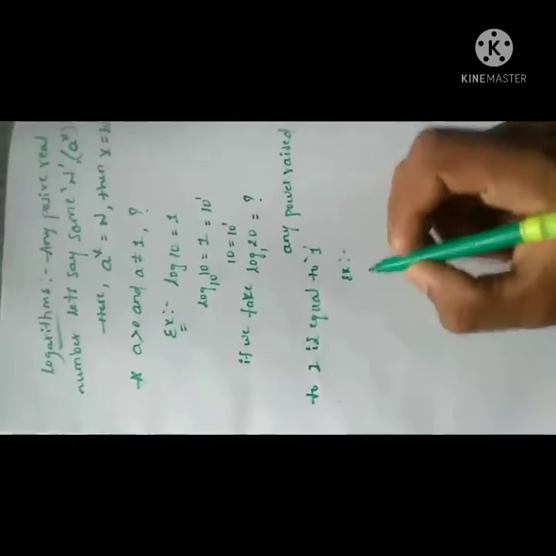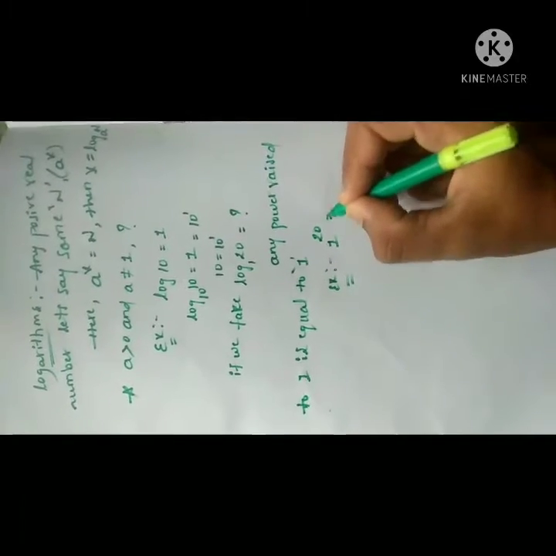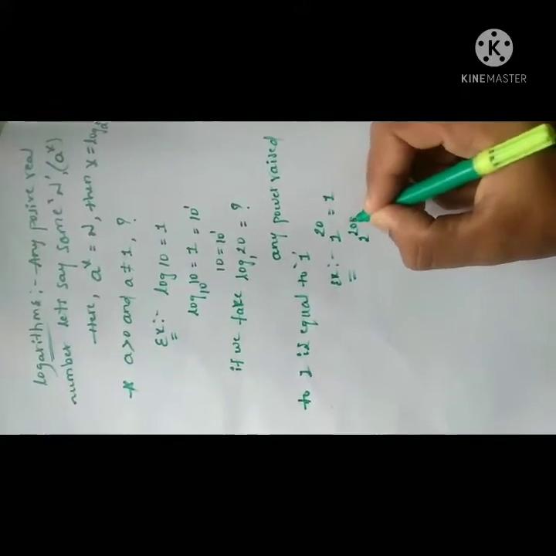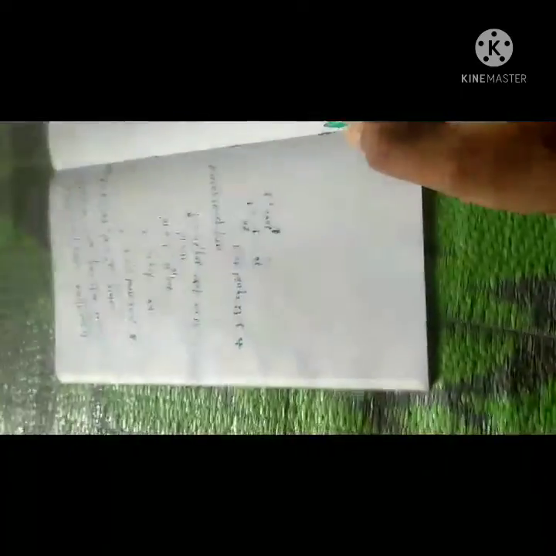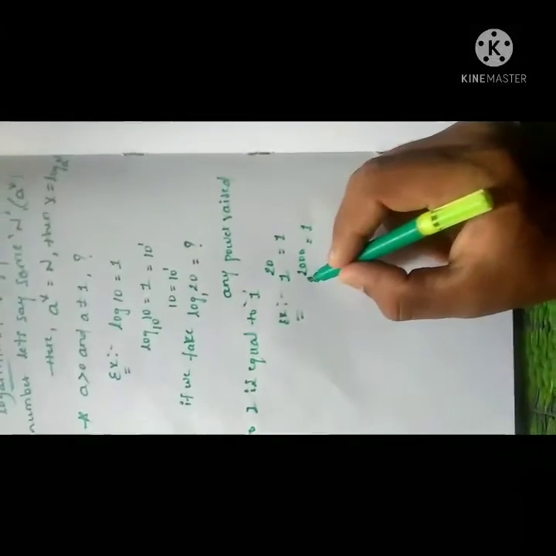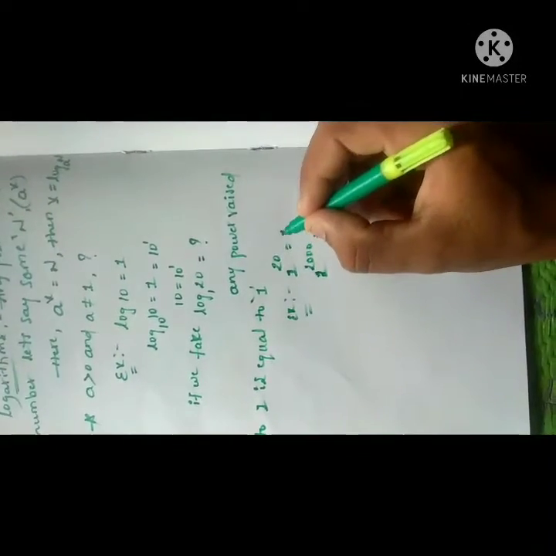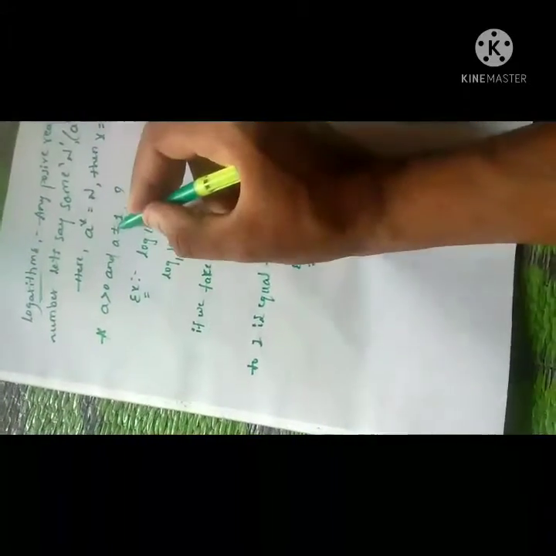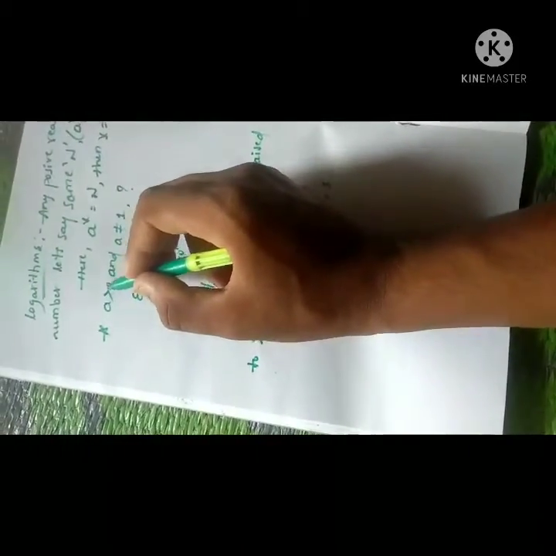and most of you know that it is true. Example, 1 power 20 equals 1, 1 power 2000 equals 1. Like that, 1 power any number equals 1. So a must be unequal to 1 and it must be greater than 0.